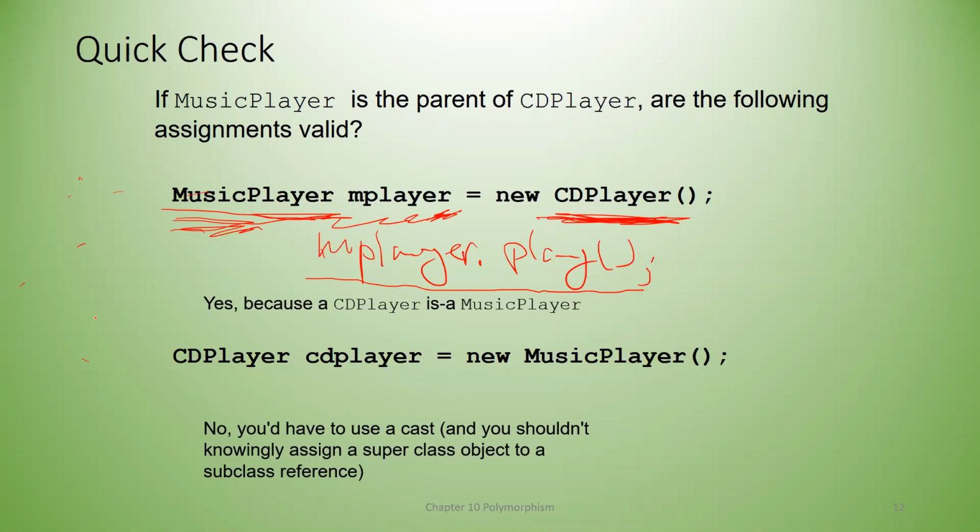Okay, and this one, am I recording? Yes. And this one, this will not be correct. This is not correct because you ask yourself, is a music player a CD player? No, not all the time, right? Because this is a more general version. This is a more specific version. So we cannot say that's true. That's why this statement is not right. It will not compile. You'll have to use a cast, and we discussed that last time.